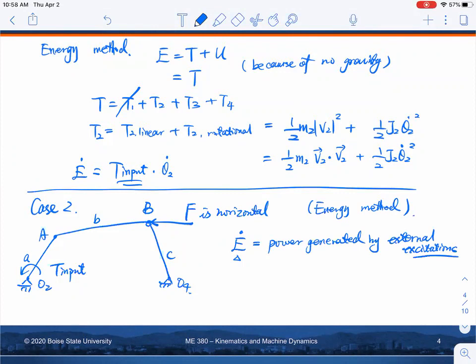But then we have one more external excitation. So the first one, we already know, is T input dot product theta 2 dot. So how about the F? Your power from F should be F dot product velocity of the point B, right? F is a vector. That's the definition for power. Yes, this force is known. Your force is horizontal and known.